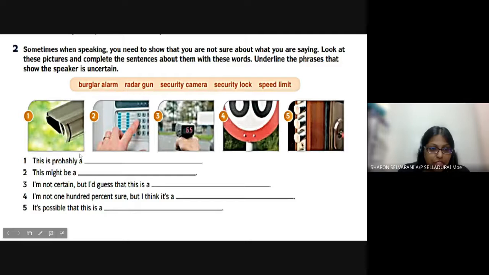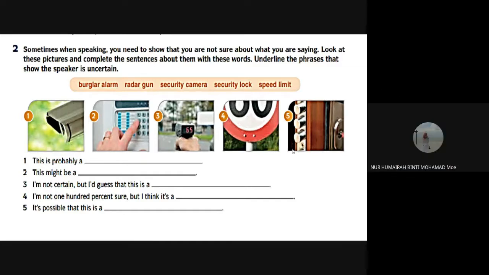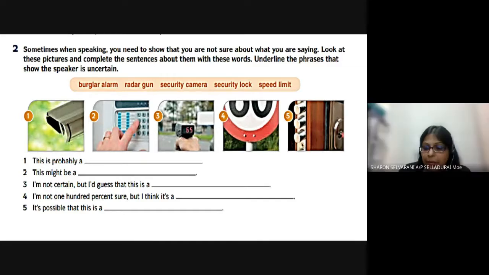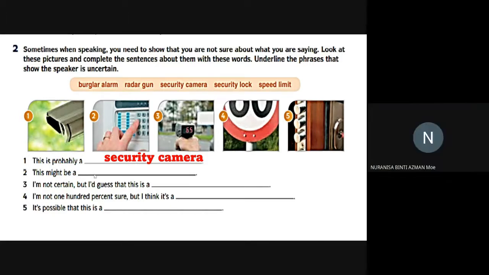Okay, this is picture number one. So let's look at number one. This is probably a security camera. Security camera. Okay, let's check our answer. Yes, it is a security camera. Okay, number two. Picture number two. Okay, this might be a security lock.